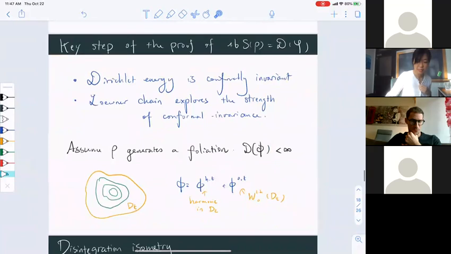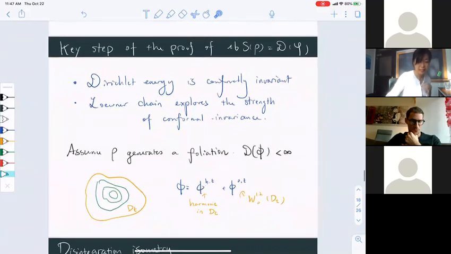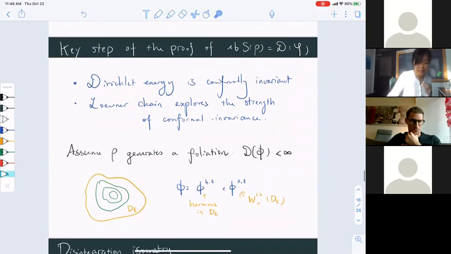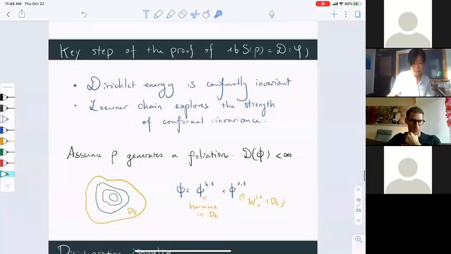So let me spend two minutes on the key step of the proof of this main result. This is the main result: 16 times the Loewner-Kufarev energy equals the Dirichlet energy of the winding function. The guiding philosophy is that Dirichlet energy is a conformally invariant quantity. And whenever you have a conformally invariant quantity, it's very nice to plug it into a Loewner chain, as happens with conformally invariant random systems, in studying univalent functions. The Loewner chain is a very powerful tool to help you explore your object.